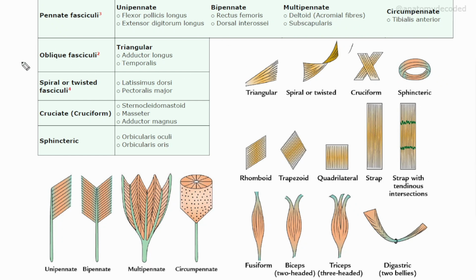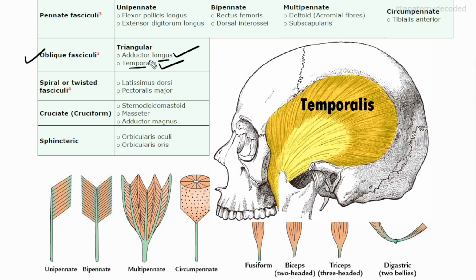The next heading is oblique fasciculi. Oblique fasciculi means muscle fibers are oblique. Look at these muscle fibers. One end would be broad, the other end would be narrow, and muscle fibers are oblique. The shape becomes triangular. Examples are adductor longus and temporalis. Adductor longus is a muscle in the lower limb, temporalis is a muscle in the head and neck region. On the temporal bone there is a muscle called temporalis.